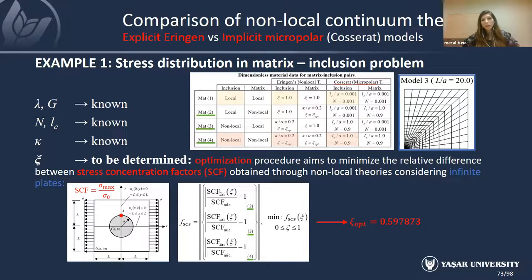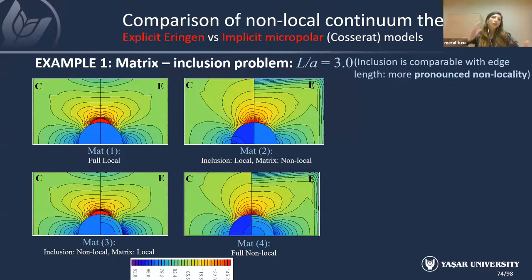So now, using these material properties, we are going to obtain the normal stress field at the domains. Here, these are materials 1, 2, 3, and 4. The left half corresponds to Cosserat and the right half corresponds to Eringen's model. I will start with the smallest scale ratio. In the smallest scale ratio, the edge length is comparable with the diameter of the inclusion. So this case has the most pronounced non-locality.